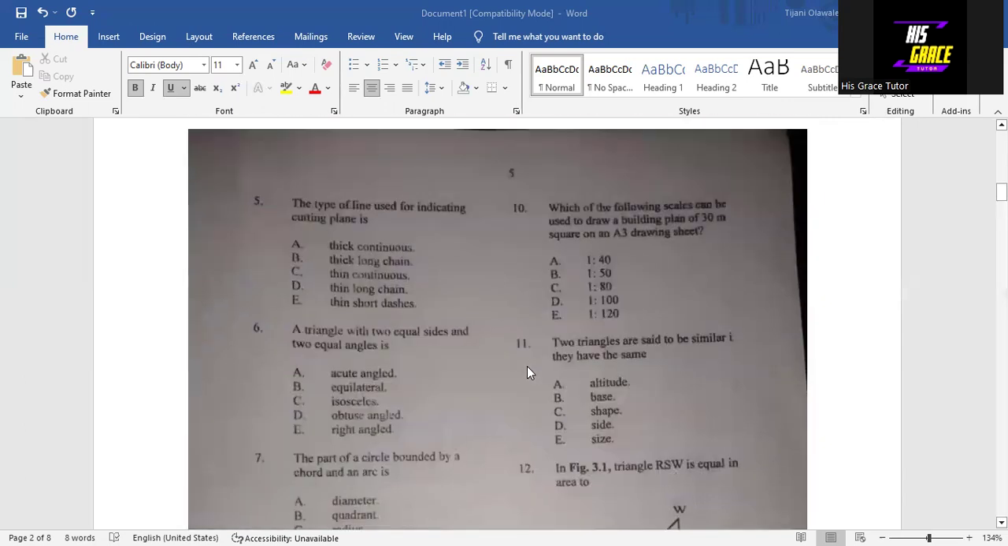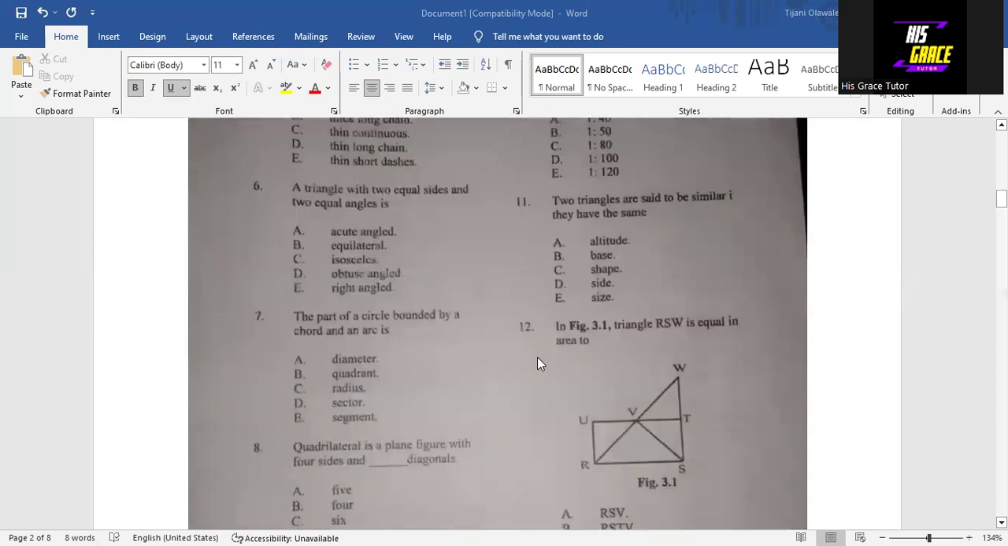Then move to question 10. Which of the following scales can be used to draw a building plan of 30 meters square on an A3 drawing paper? The answer to this question is 1:100. Just try to confirm it: get the length and the width of an A3 paper and do the calculation. So you see that the answer to the question is option D, 1:100.